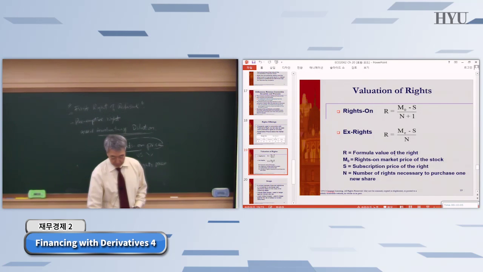Between the rights-on and ex-rights situation, R will be the same. The formula value of the right will be the same. The difference will be MO and ME. MO is the rights-on market price of the stock. ME is, of course, the ex-rights market value of the stock, the ex-rights price.